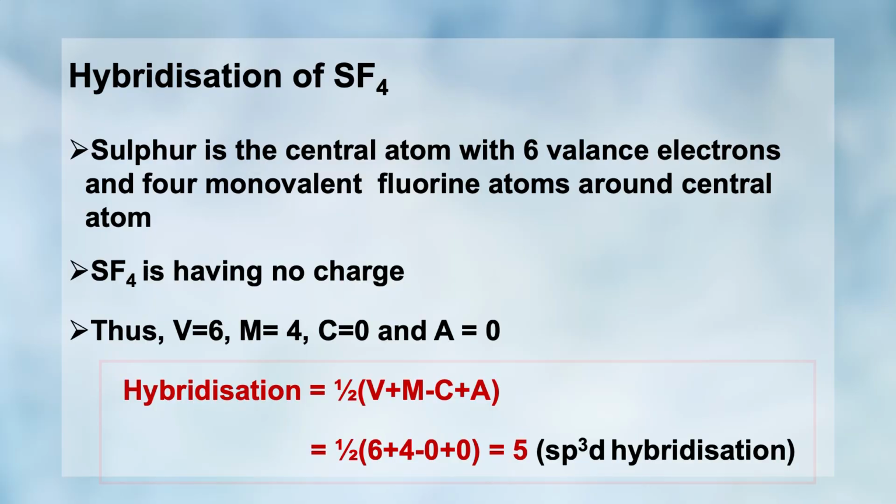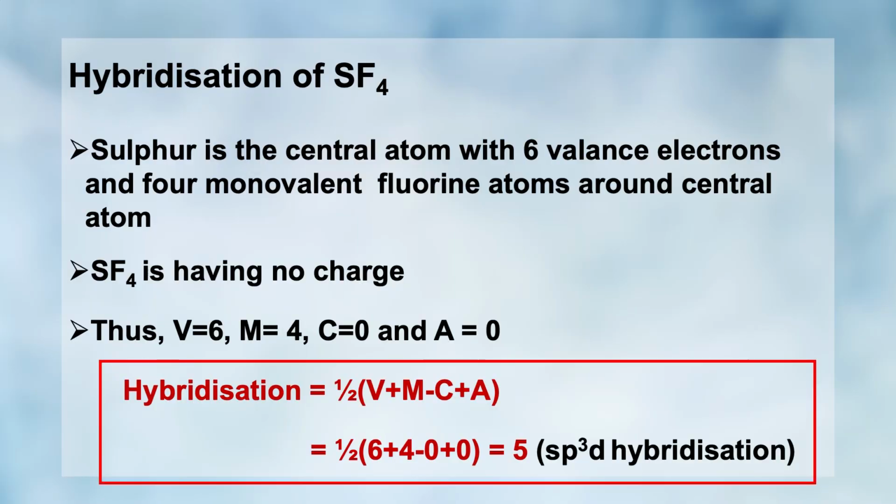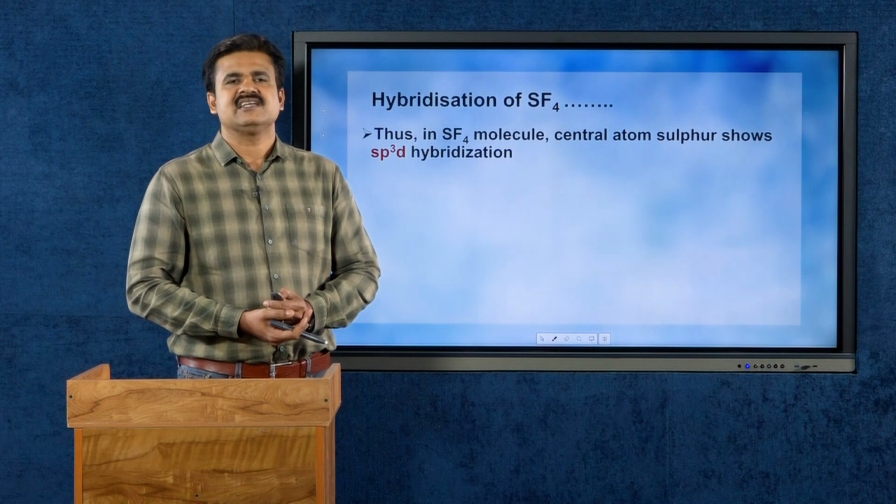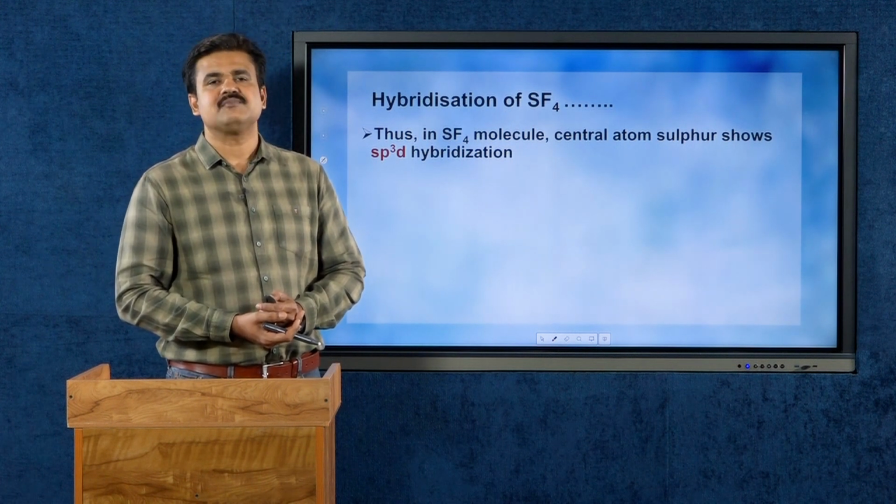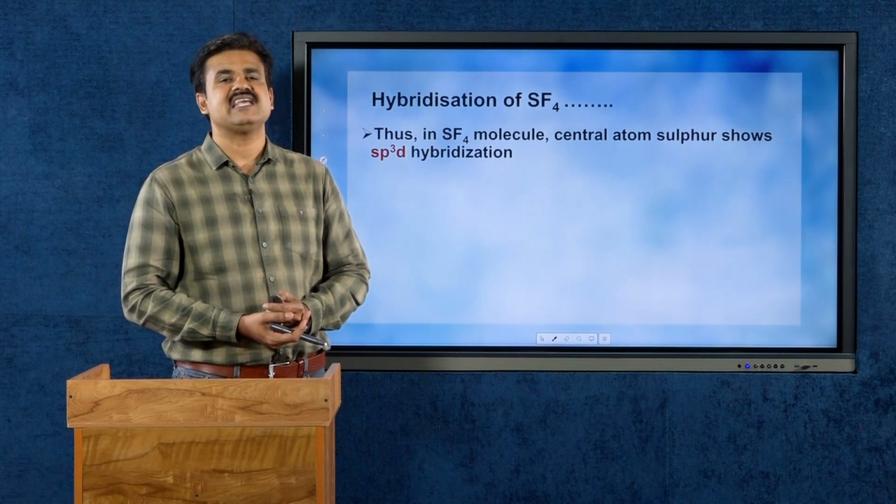Therefore, on substituting in the expression for hybridization, we get hybridization equal to 5, that is, 5 orbitals are taking part, and the hybridization will be sp3d hybridization. Thus, in the SF4 molecule, the central atom sulphur shows sp3d hybridization.